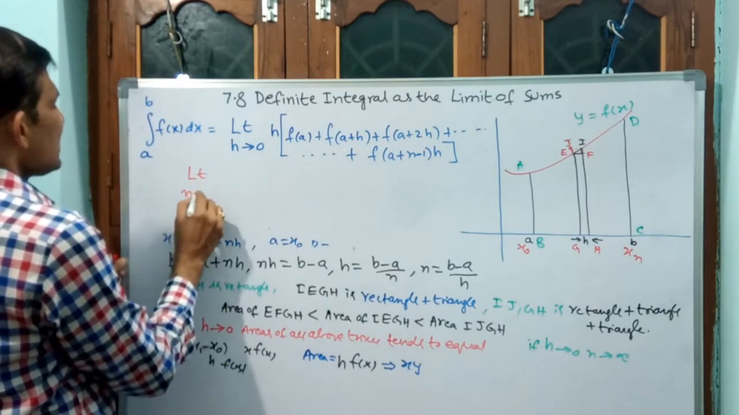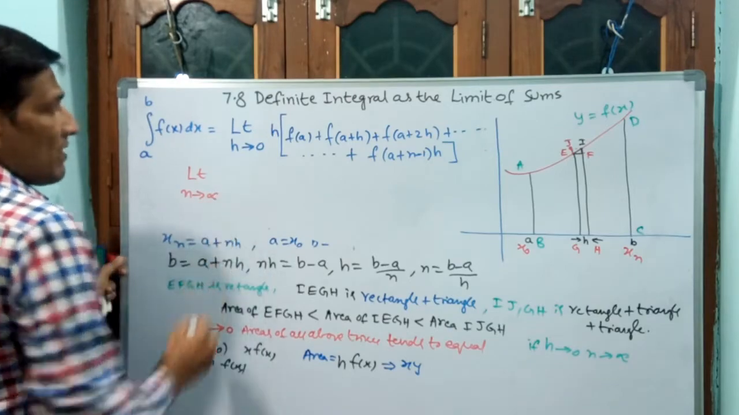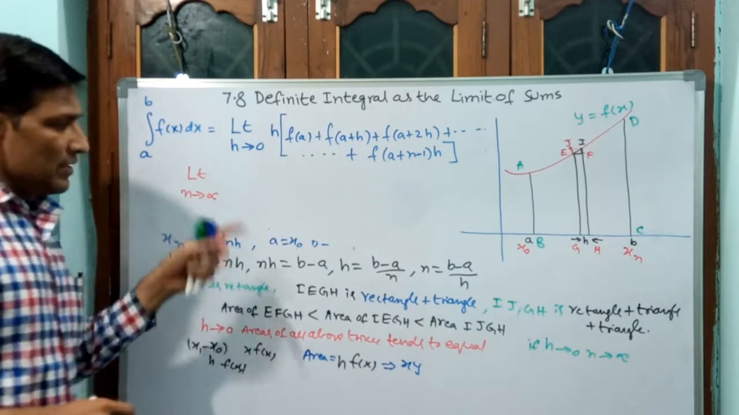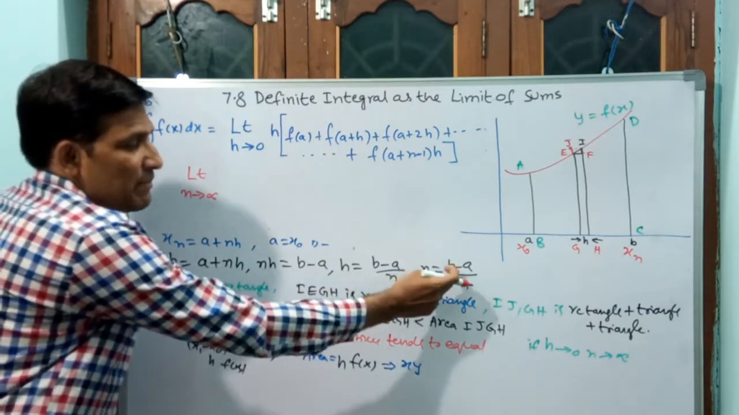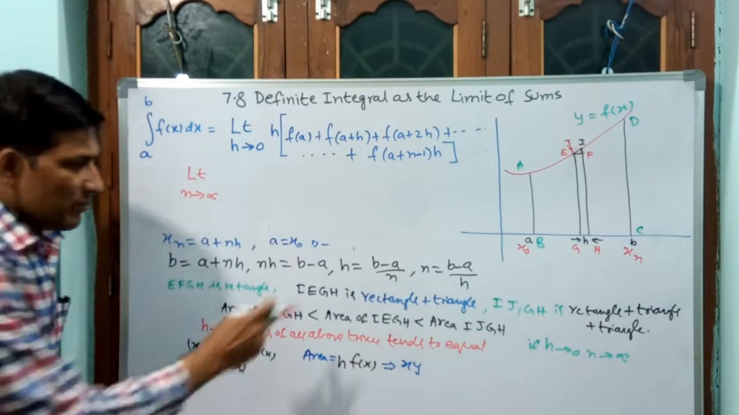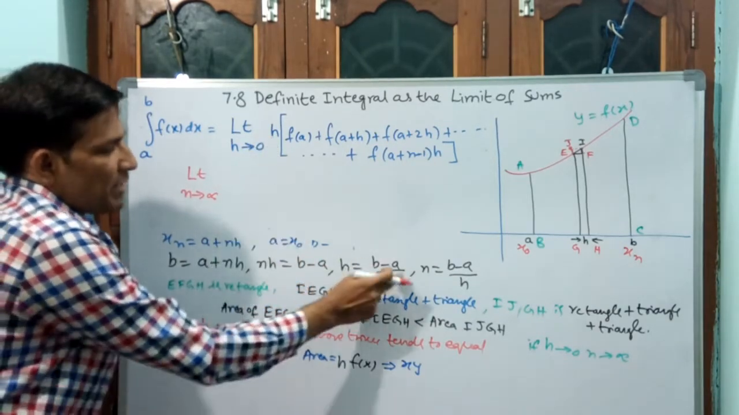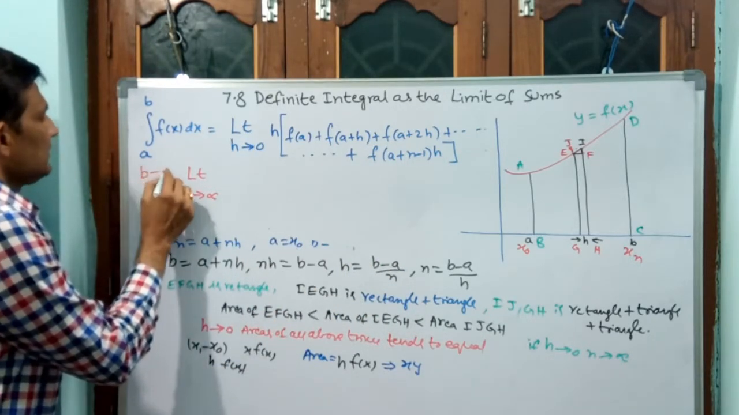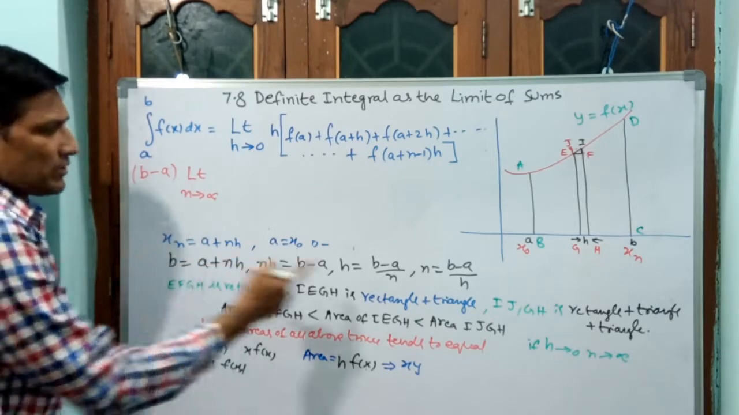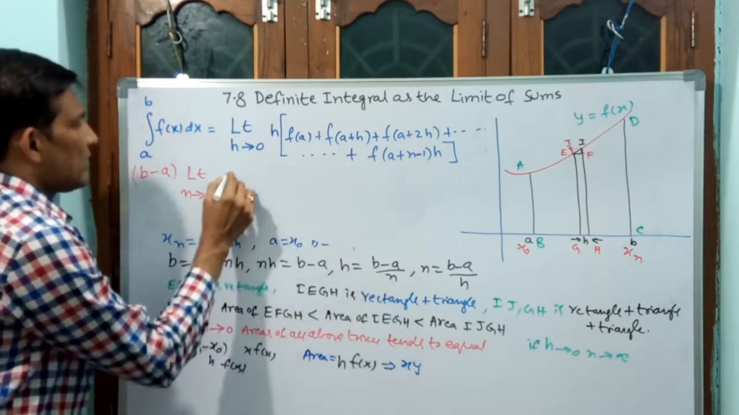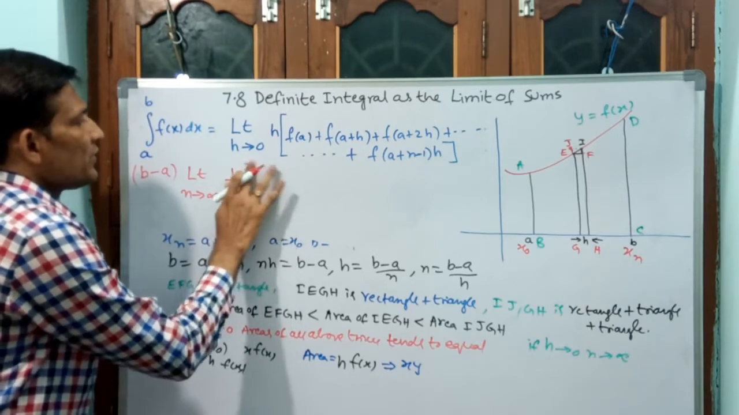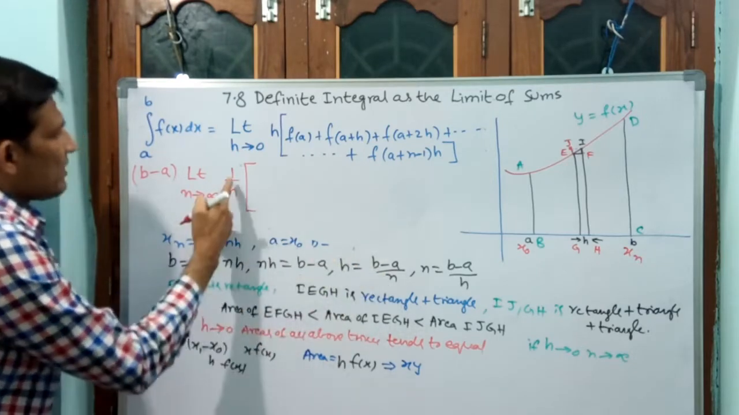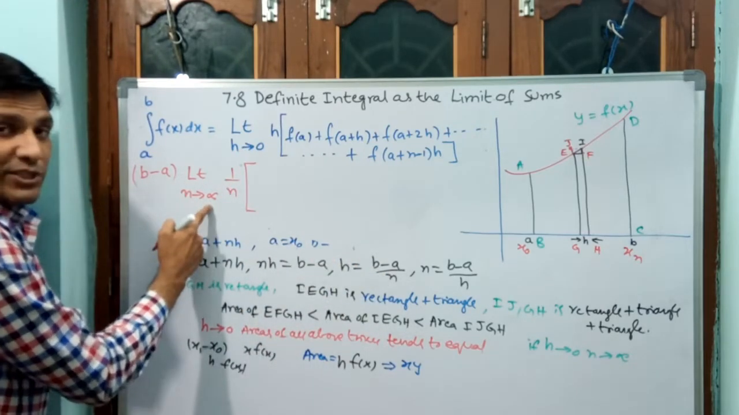Limit n tends to infinity. Why? Because whenever h tends to 0, n tends to infinity. I have already told you. N tends to infinity. Then what about this formula? You see, b minus a by h is n. That means this h you are replacing with b minus a by n. But b minus a is constant, so I am taking it outside. B minus a I have taken outside, which means 1 by n will come. 1 by n into, see, h will not be there then. Why? Because h is replaced by b minus a by n. Okay, limit n tends to infinity.